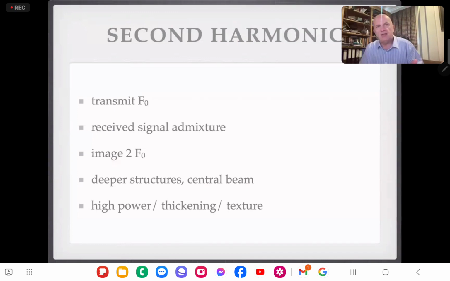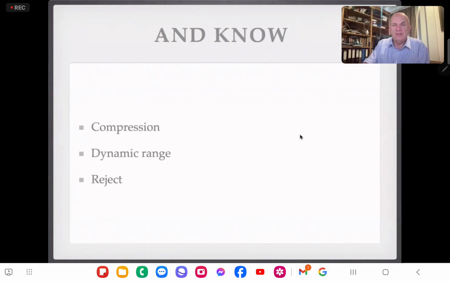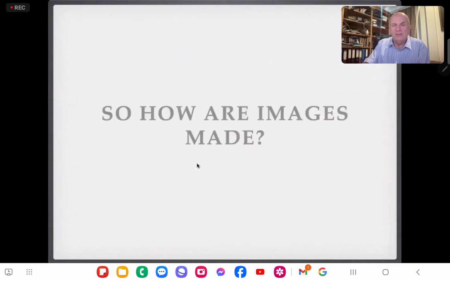You see things that are deeper, further away, better, and things that are in the middle of the beam better. You need quite a powerful beam to do that. So you need a high power beam, and it changes how things appear when you use second harmonic imaging. Everything looks a bit thicker and a bit coarser textured. And then the last thing you need to know about is compression, dynamic range, and reject, and we'll cover those in a question tomorrow.